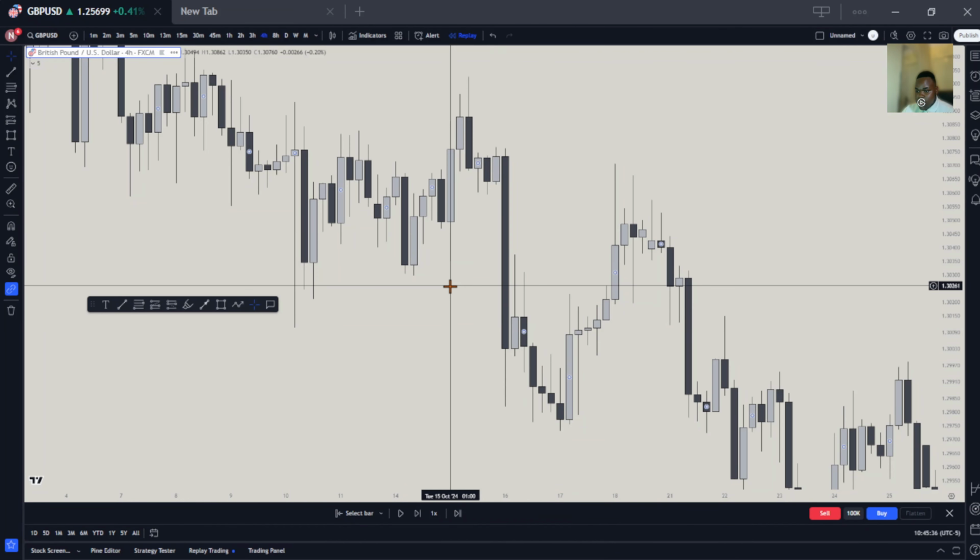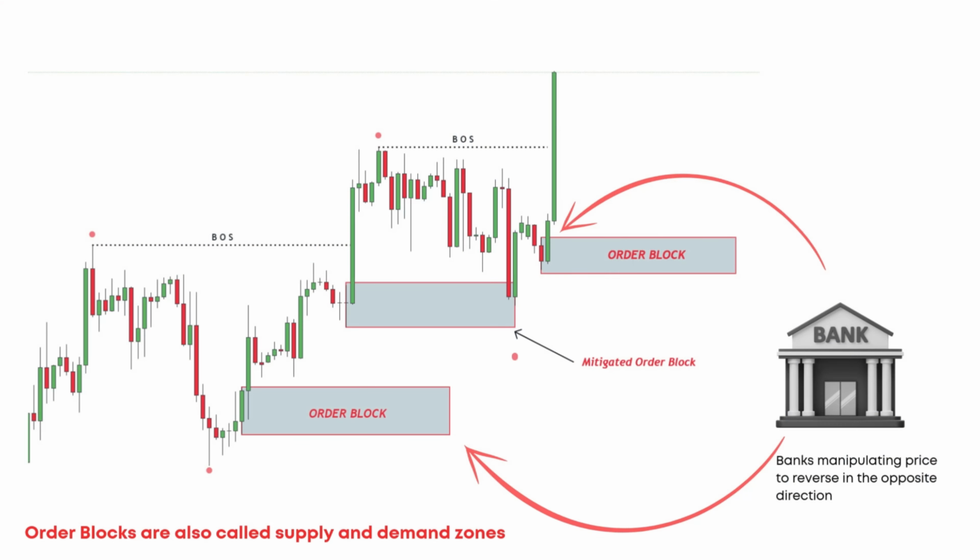So what is an order block? An order block is a specific candle that represents a zone which illustrates supply and demand, where the banks are getting into the market, manipulating price, then causing a drastic move in the opposite direction.